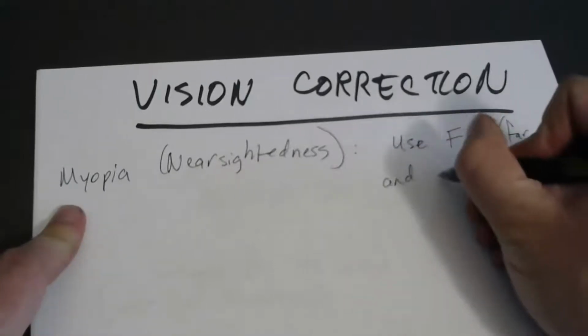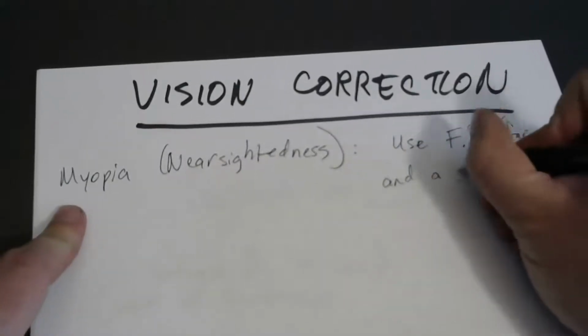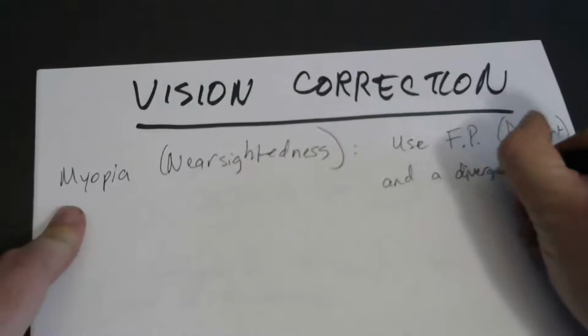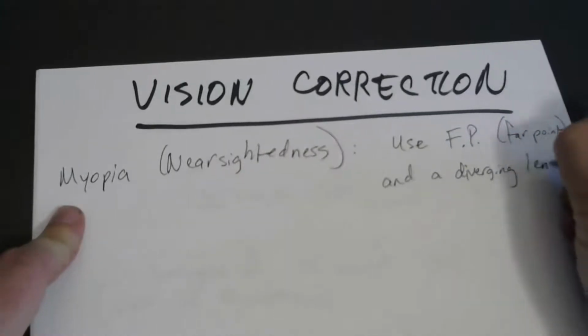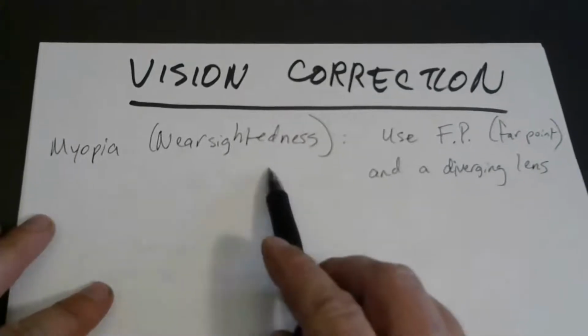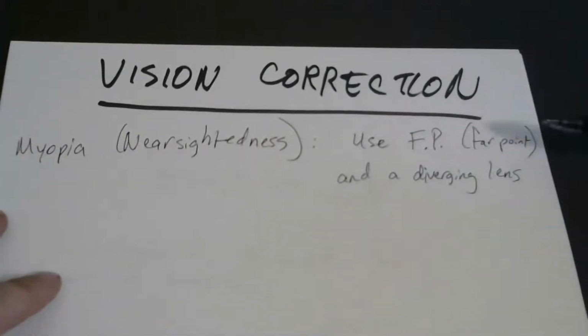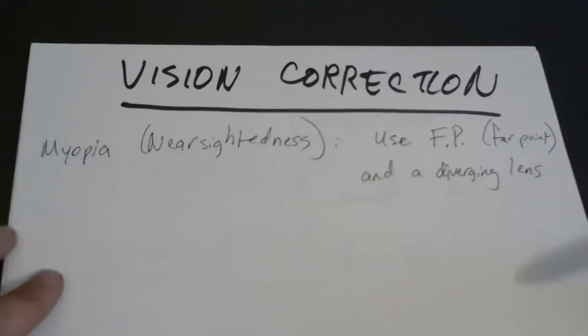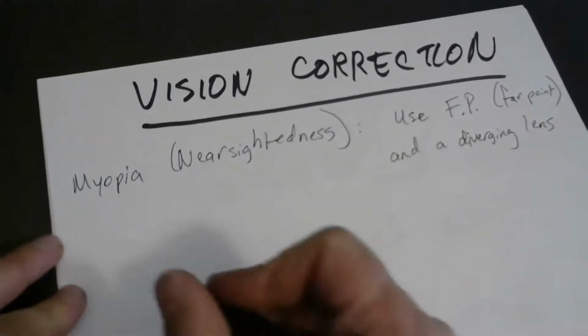And you will also use a diverging lens. I would just try to memorize these connections. Problems involving the correction of nearsightedness involve the person's far point, which I'll define in a moment, and the use of a diverging lens to put the image where it needs to be.